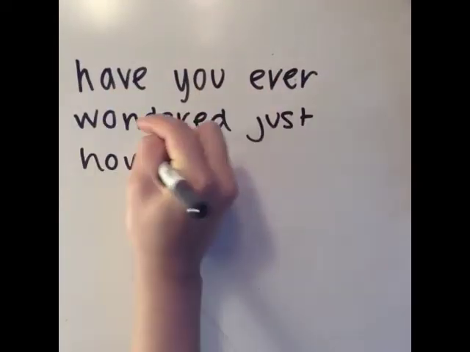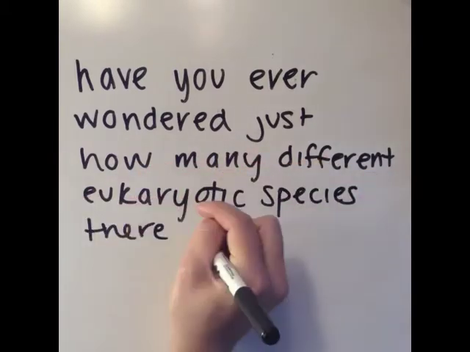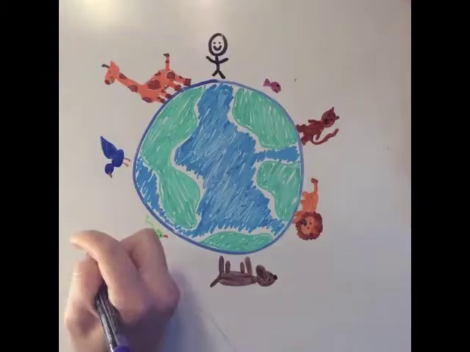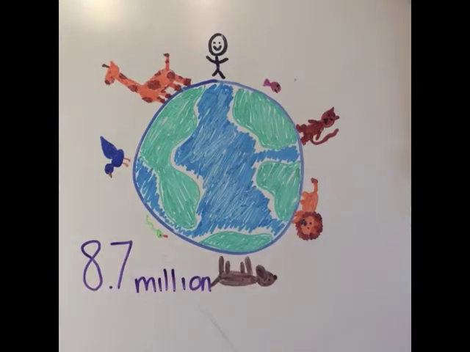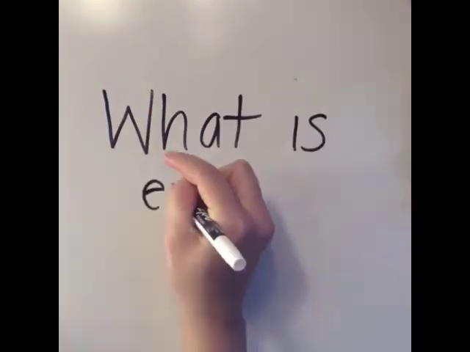Have you ever wondered just how many different eukaryotic species there are? Well, there are 8.7 million different species, and more are being discovered every day. So how did this crazy diversity come to be? Well, the process that gave rise to this diversity is called evolution.